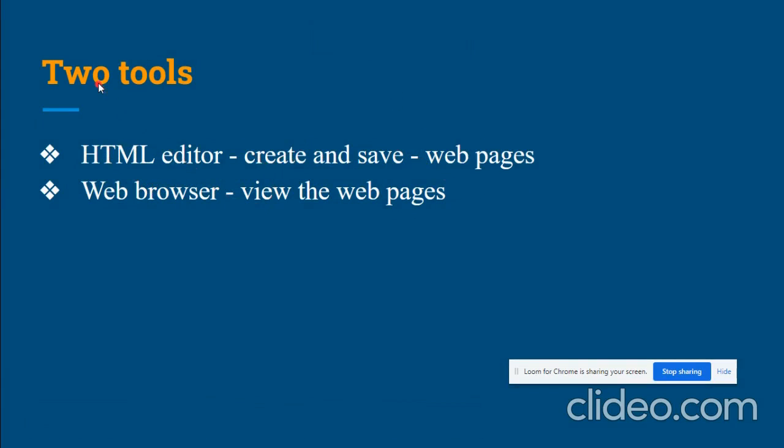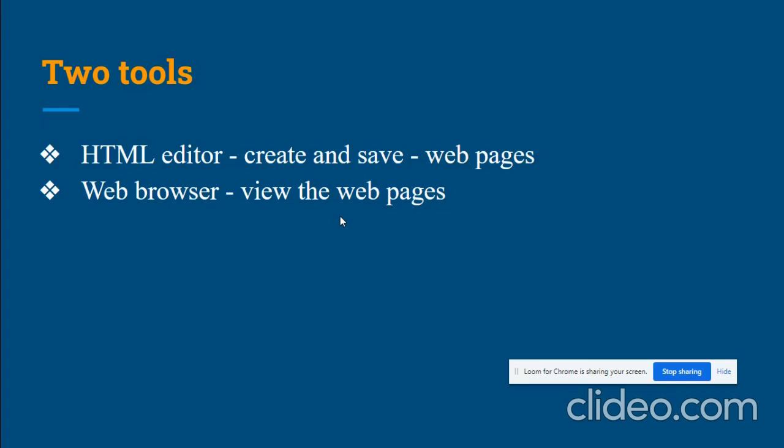So to create a HTML document, to create a web page, we need tools. The main two tools for creating a HTML document: the first one is HTML editor. So what is the HTML editor? In the HTML editor, we are going to write the code and save it. We are going to create a code and save it, which will become a web page.